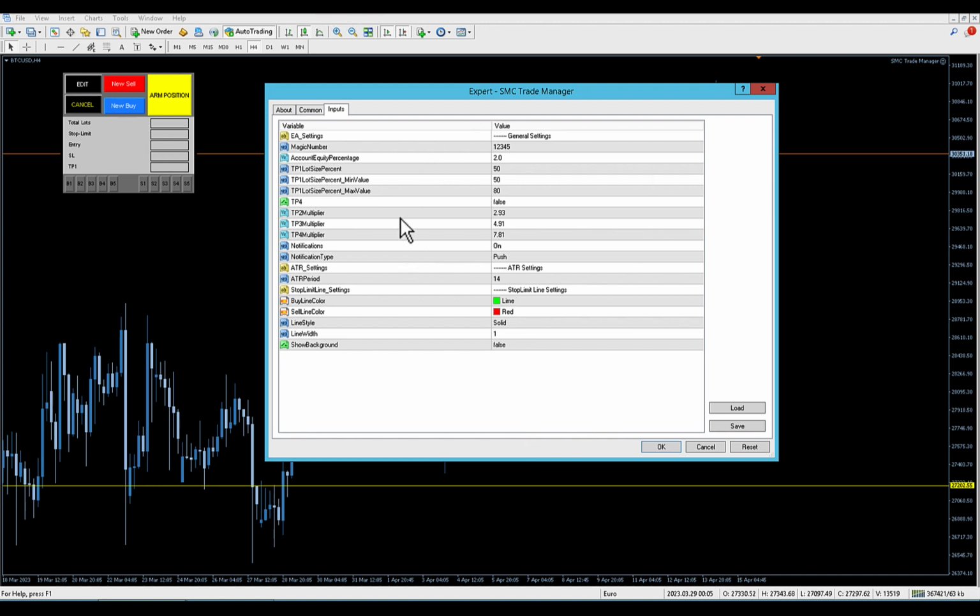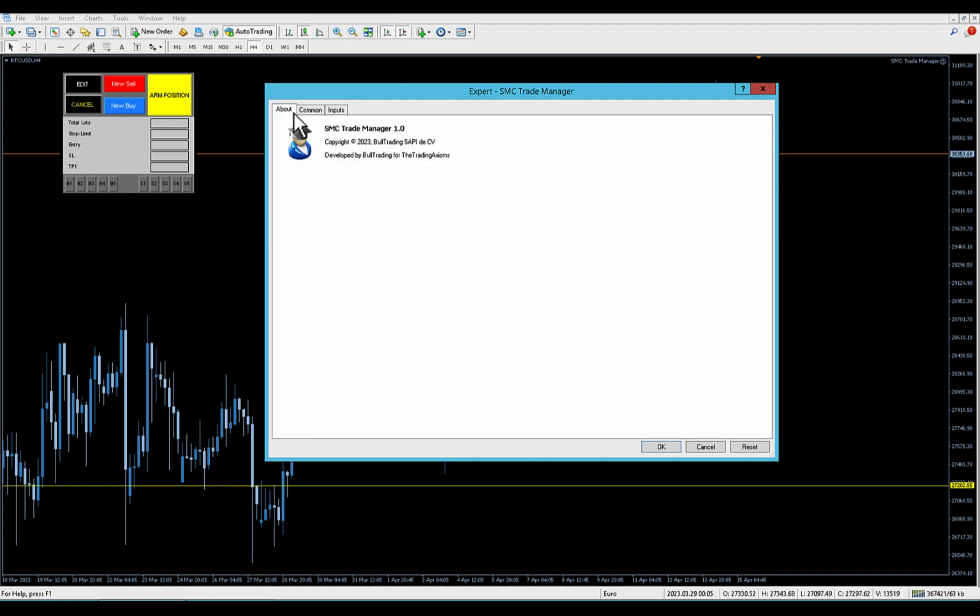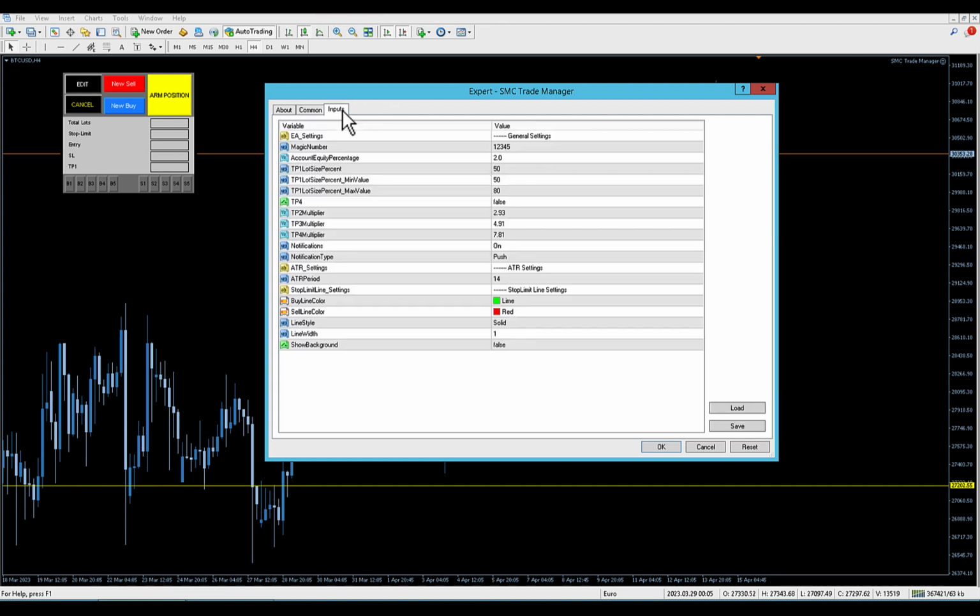Okay, so in the About tab, there's nothing to talk about. In the Common tab, it's important that you verify long and short, enable alerts, and allow live trading tabs to be enabled. Inputs tab: this expert advisor is a very simple approach with not too many parameters to simplify trading.